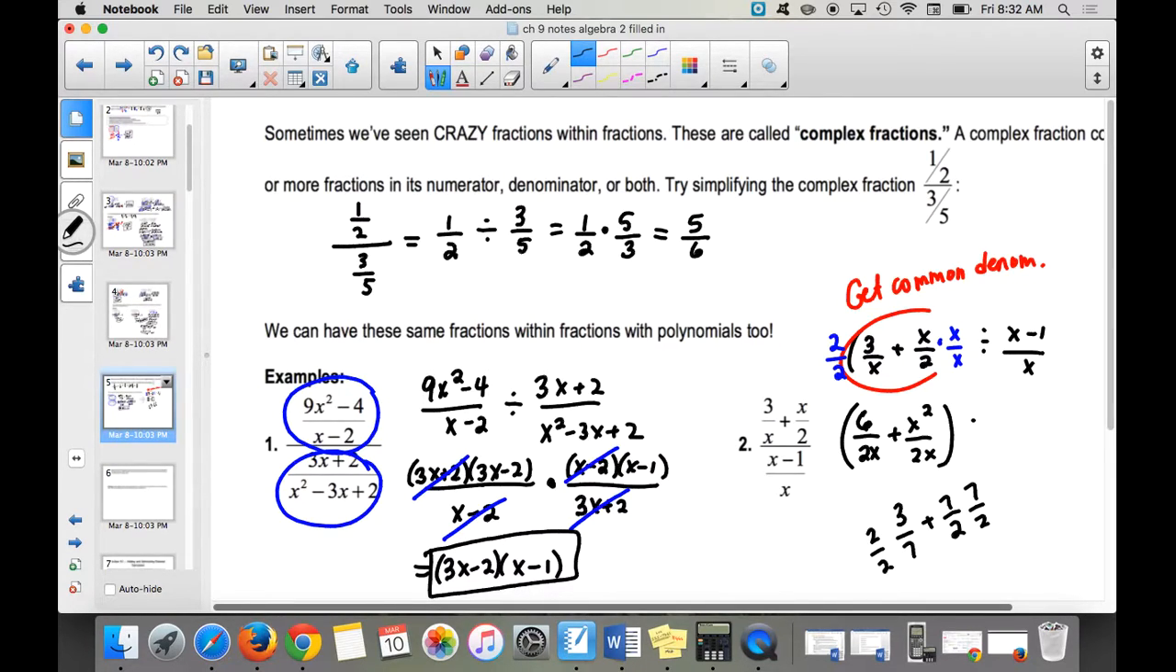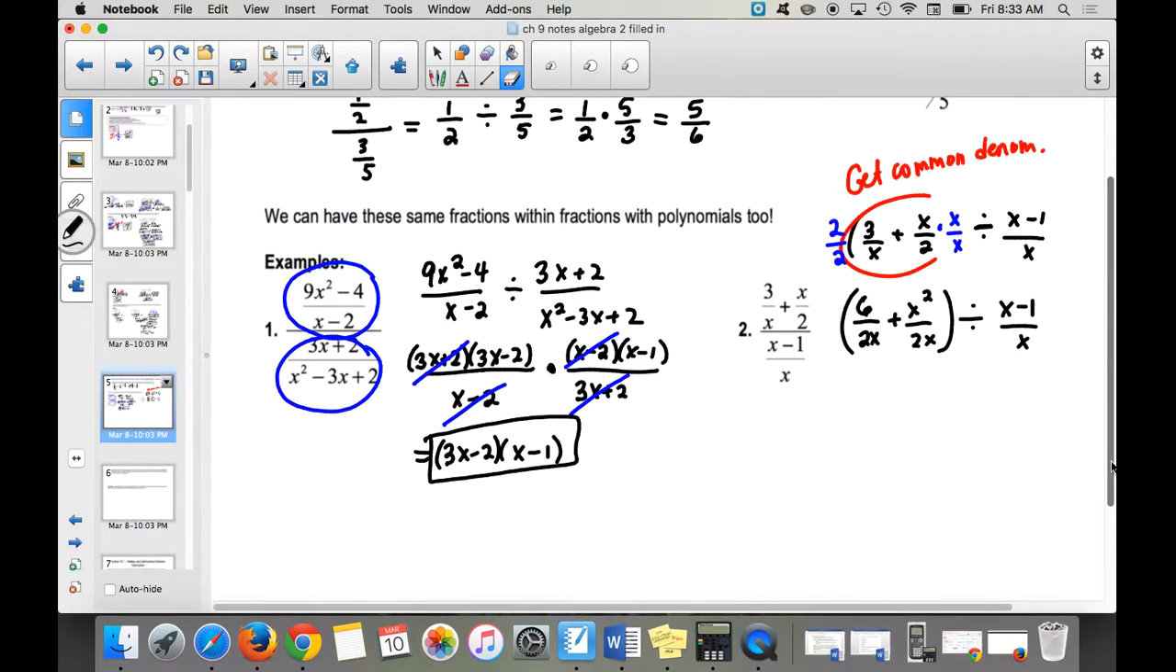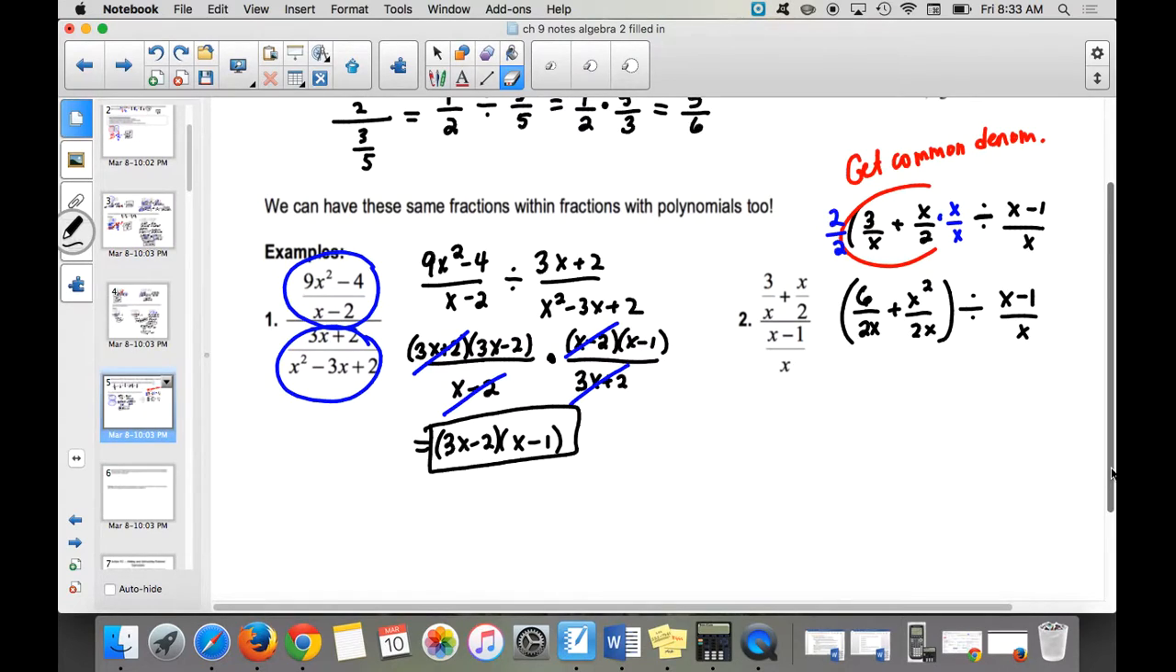And then it was divided by the x minus 1 over x. So now that we have common denominators, who can tell me, what do you think this is? 6 over 2x plus x squared over 2x. Yeah, 6 plus the x squared all over 2x. Not 4x, 2x, right? So keep those denominators the same. So we have 6 plus x squared all over 2x, right? Common denominators. Right? And then we do times, and we flip the second fraction. So I'm going to do x over x minus 1.